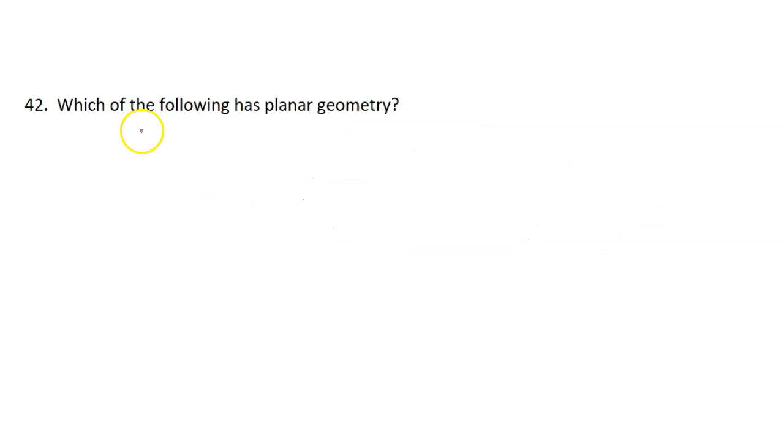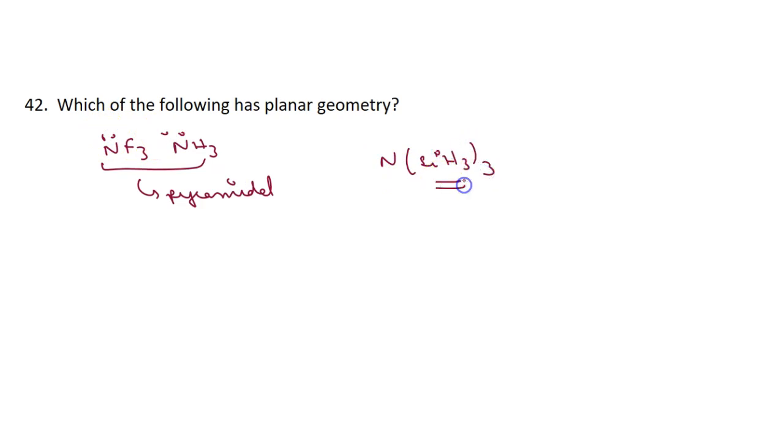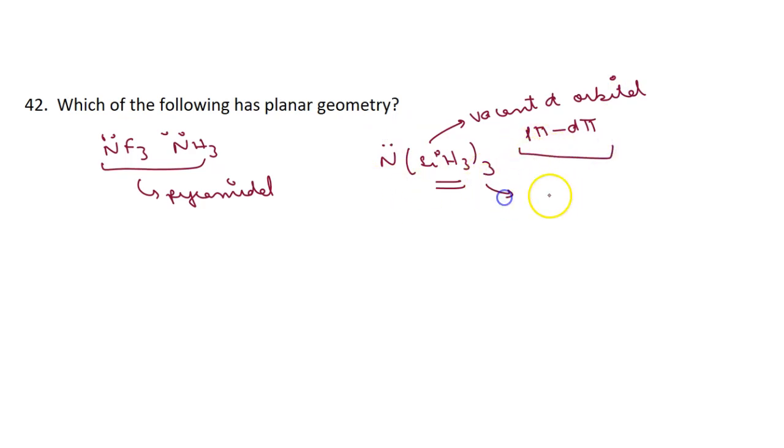Moving to the next question, which of the following has planar geometry? NF3, NH3 and options like these were given, which have pyramidal geometry due to the presence of a lone pair. But in this option, N(SiH3)3, there are p pi d pi interactions due to the presence of vacant d orbitals on silicon. The lone pair from nitrogen can interact with the vacant d orbitals and p pi d pi interactions take place, which leads to a planar geometry. So this was the correct answer.